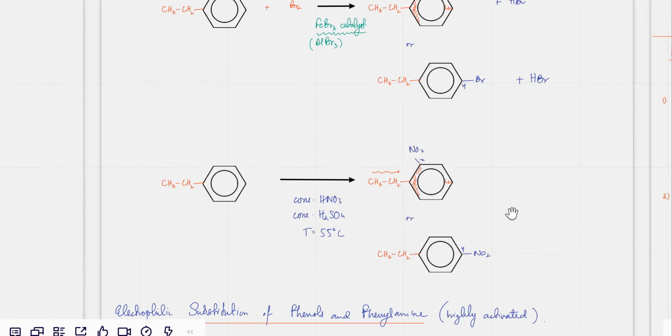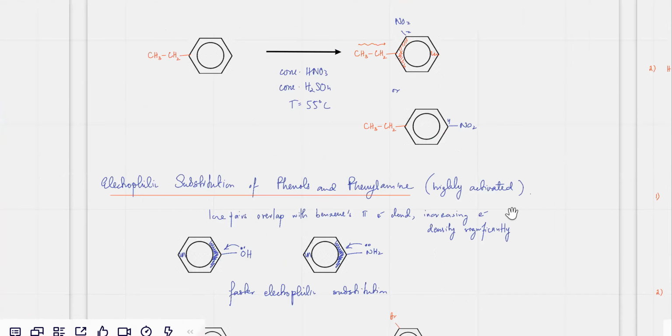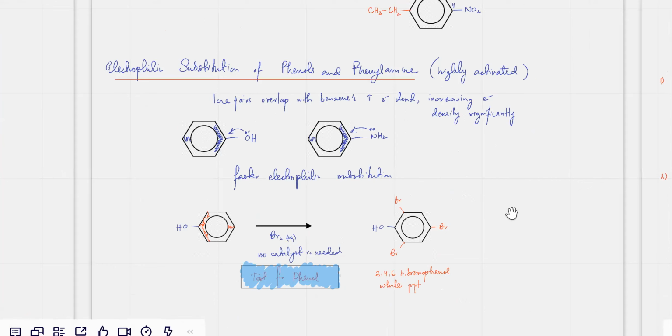Same goes for nitration. For phenols, the reaction was much, much faster because the electron density of benzene was pretty high. So the electrophile was very strongly attracted to it, and you had a very fast reaction. You didn't need any catalyst. And bromines would get attached on all of the carbon atoms.